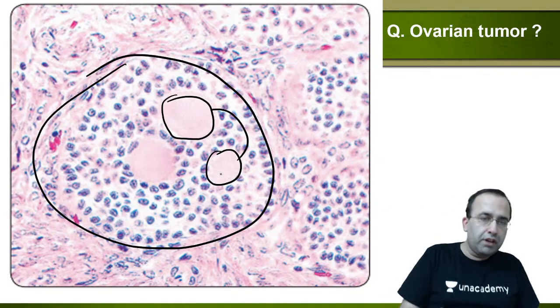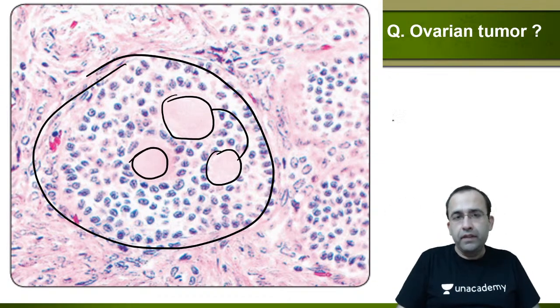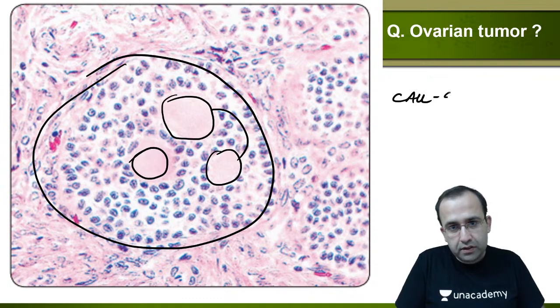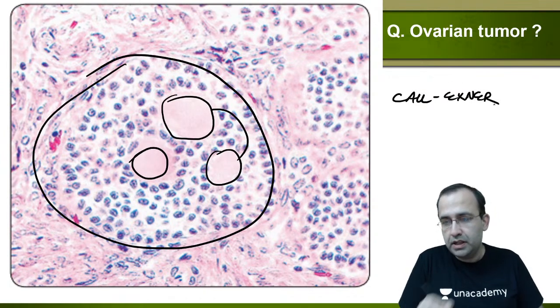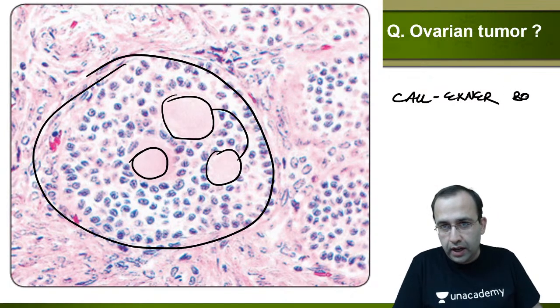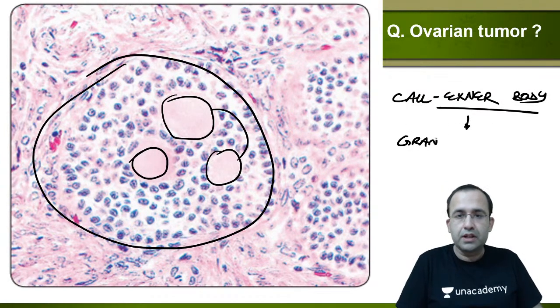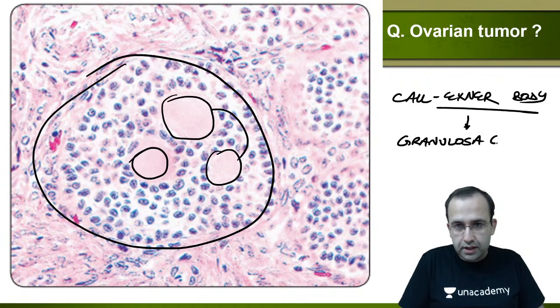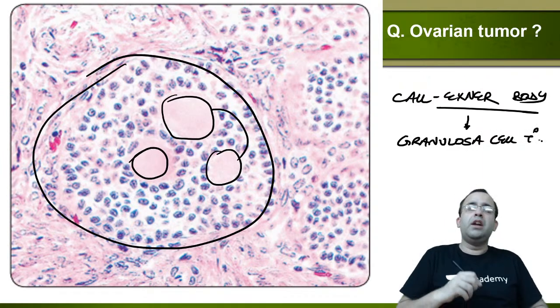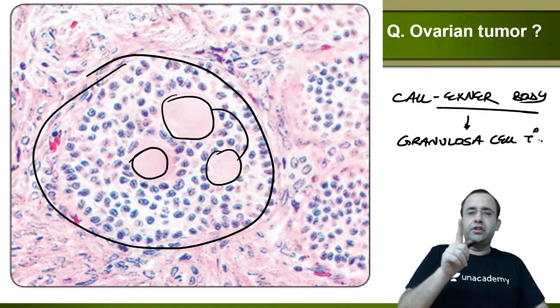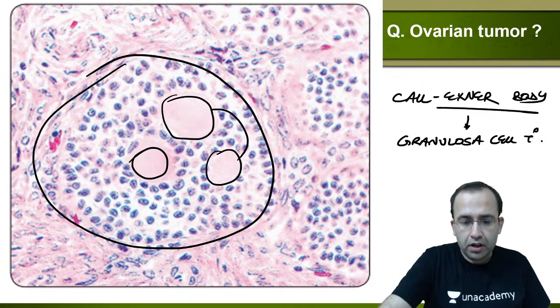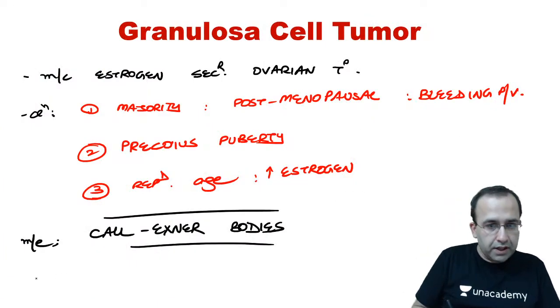You pick the receiver and dial from the middle. Call-Exner body. This is what it looks like. This is a must identify structure. Call-Exner body seen in granulosa cell tumors. First point. Next point, immunohistochemistry.